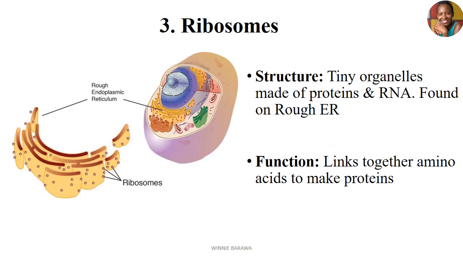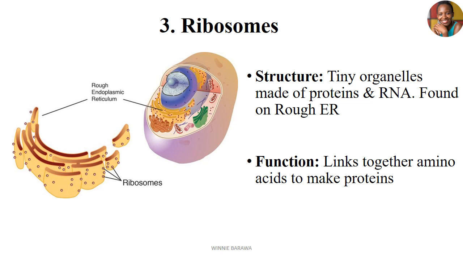And the third organelle is the ribosomes. The ribosome by structure is a tiny organelle that's made of proteins and RNAs. It's found on the rough endoplasmic reticulum, and what the ribosomes will do is function together with the rough endoplasmic reticulum in helping bring together amino acids to make proteins. So in short, the ribosome is an area for protein synthesis.